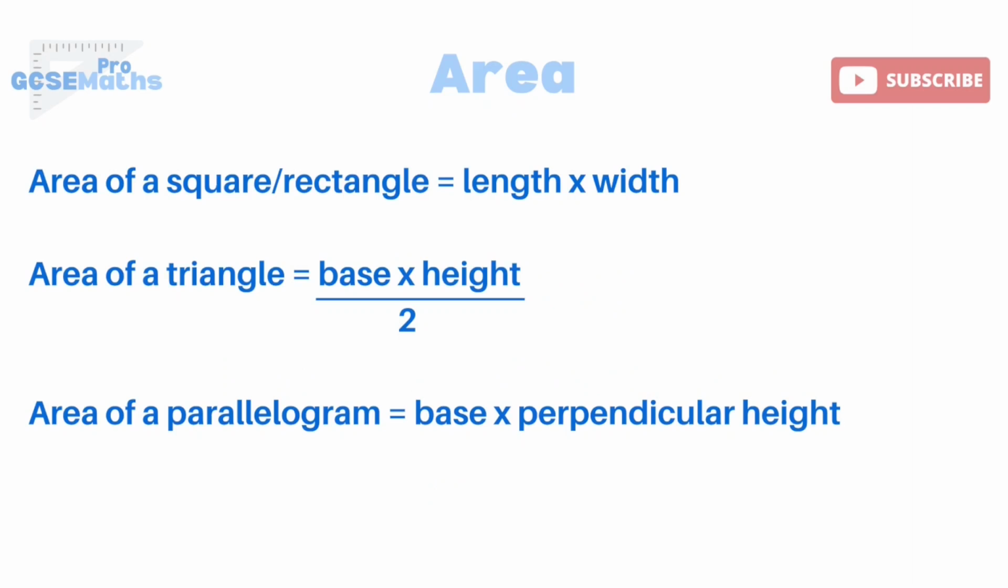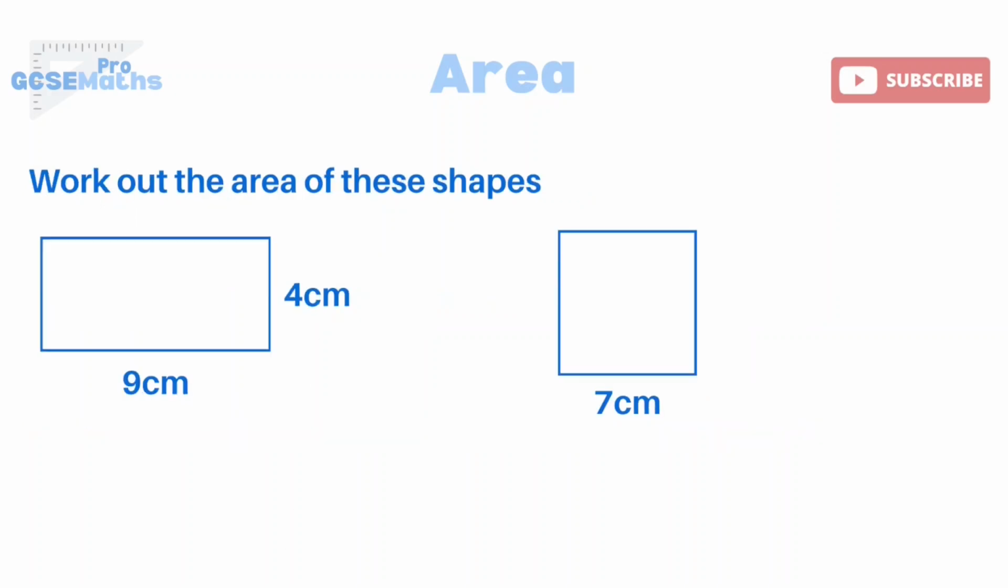So take a note of this first page. I've written down a very basic version of 3 formulas. Now, these ones you do need to memorize. These don't come up on your formula sheet, so you should know these. Obviously, the first one, we've got some rectangles and squares, so work out the area of these shapes.